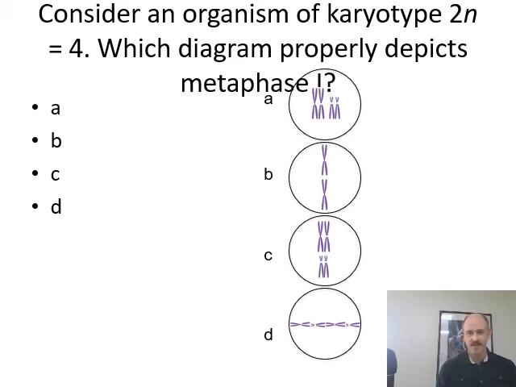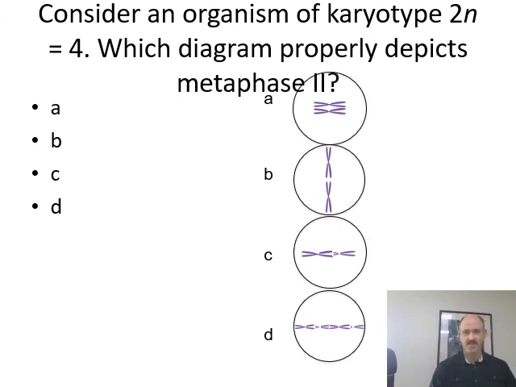All right. And lastly, consider an organism karyotype. Karyotype just means a picture of the chromosomes. 2n of 4. Which diagram depicts metaphase 2? All right, see if you can answer those, and have a good one.